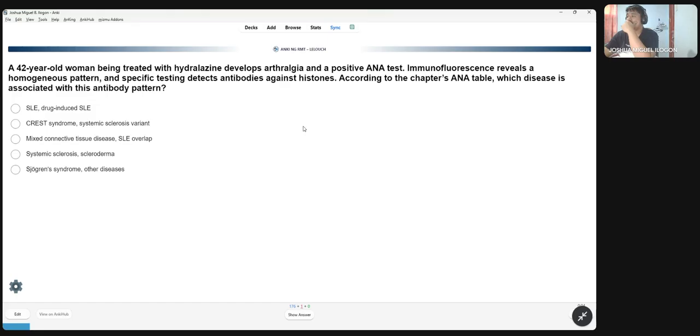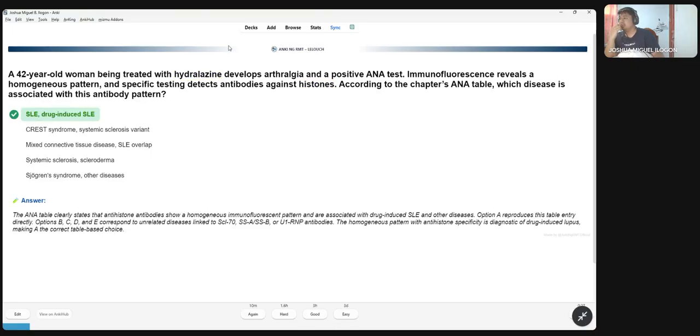So a patient on hydralazine develops arthralgia and a positive ANA test. Immunofluorescence reveals a homogeneous pattern, and specific testing detects antibodies against histones. So histones is the target. That would have to be drug-induced lupus. There's hydralazine in here. I'm going to have to add it to the table. So it's hydralazine. Yep, here it is.